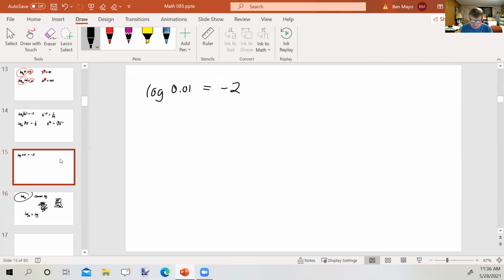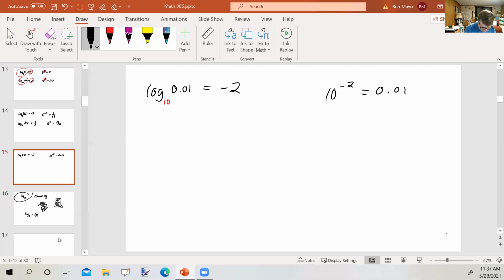All right, so let's go back to this problem. I'm going to use red to write in what's assumed as there but not written there. Okay, so now changing this into exponential form, we would have 10 to the negative 2 power equals 0.01. All righty.